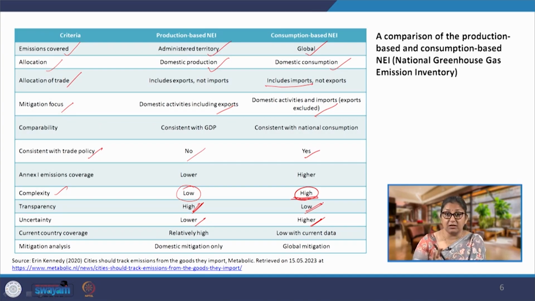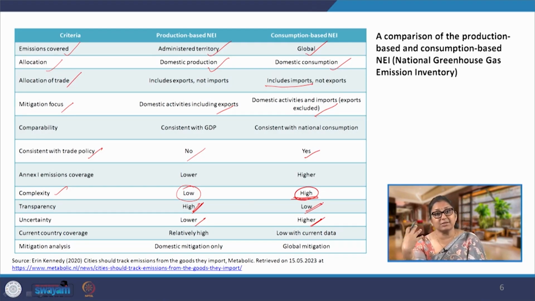And if you look at the current country coverage as to which countries are going for production based emission calculations, it is relatively higher for the obvious reasons, and the consumption based emission reduction and accounting is much lower with the current data, and that is easily understandable. Yet the consumption based emission reduction clearly tells us that the producer alone is not responsible for the emissions that are happening. The consumer countries are equally responsible for the emissions that are happening in the producer country.